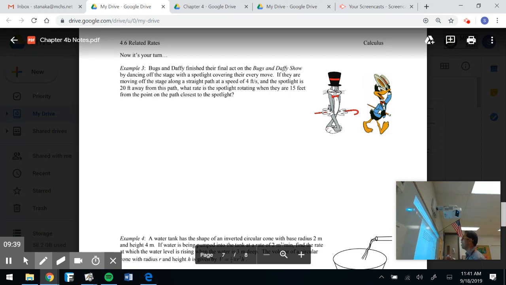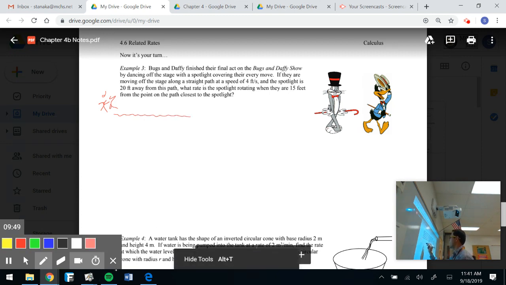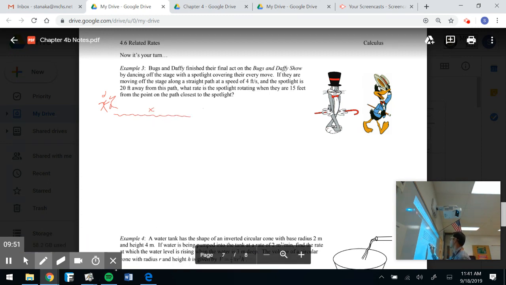If they are moving off the stage along a straight path, so let's say we got these dudes, they're chilling, they're dancing it up, there's 2 of them, and they move off that path. Okay, I'm going to call that x, and I'm going to call that dx/dt, okay, is equal to 4 feet per second. So that's done. And the spotlight is 20 feet away. So the spotlight, let's make that spotlight, I'll call that y. That's 20 feet away. So you got some cool, big, huge spotlight.